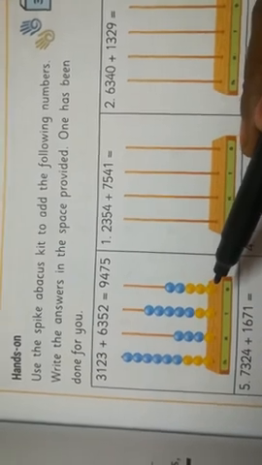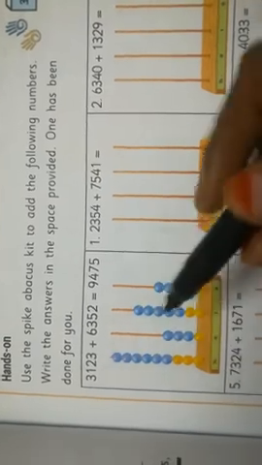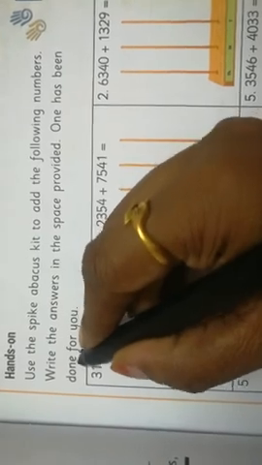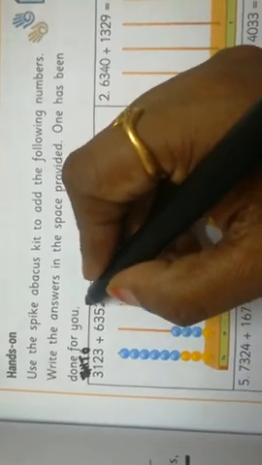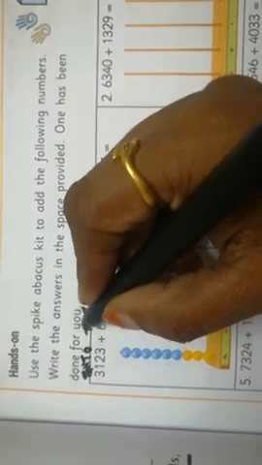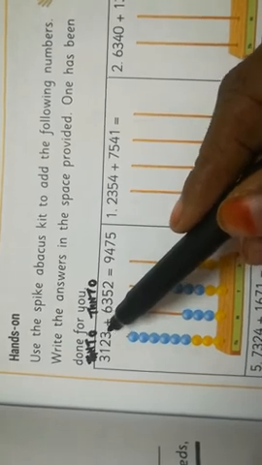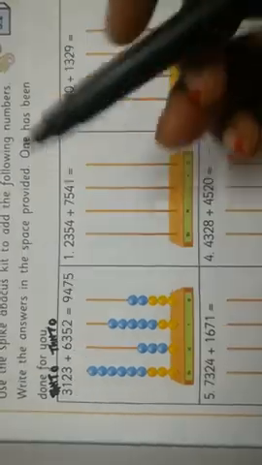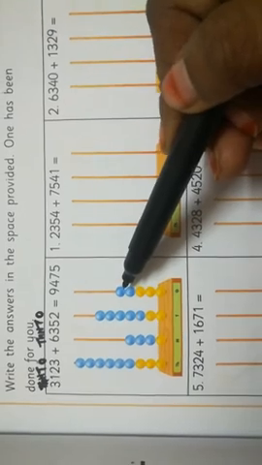Before going to the sum, we have to represent the number by place value. For that, we can use ones, tens, hundreds, thousands. For the second number also, ones, tens, hundreds, thousands. Then using the place values correctly, you use the Spike Abacus to put the correct beads. For the first number, they used yellow color beads. For the second number, they used blue color beads.